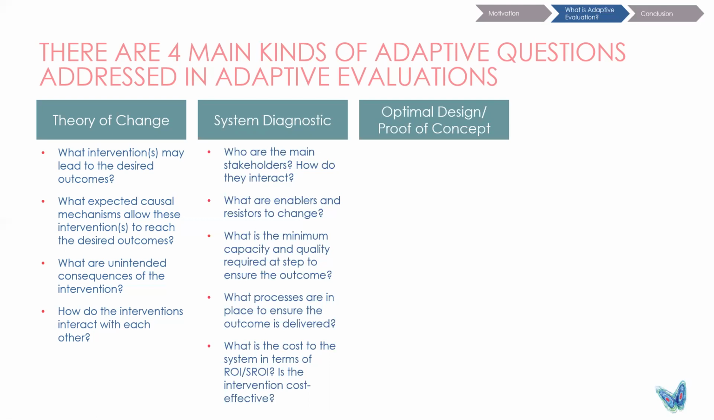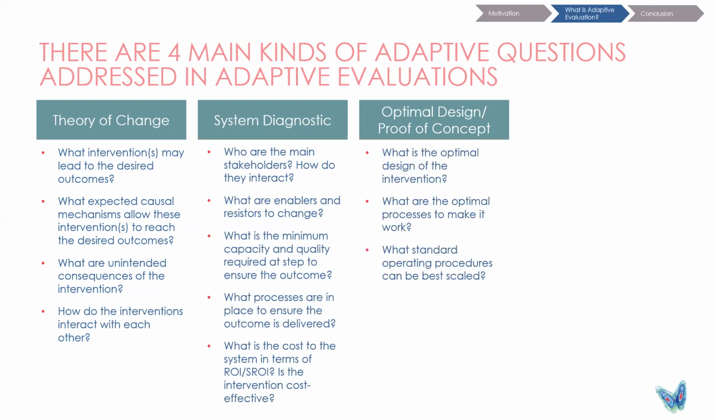The third category of adaptive questions are those relating to optimal design or proof of concept. And here it's really about learning and continuous learning to try and get to a product or intervention design that has more improved performance. So of course, the question here is about what is the optimal design of the intervention and what are optimal processes to make it work, but also what standard operating procedures can be best scaled.